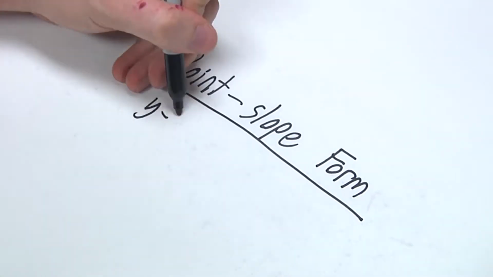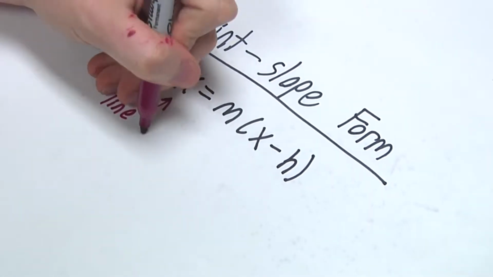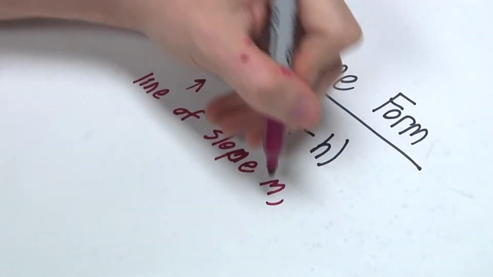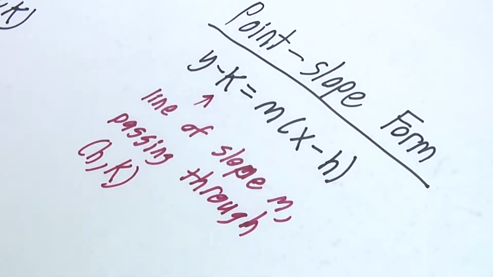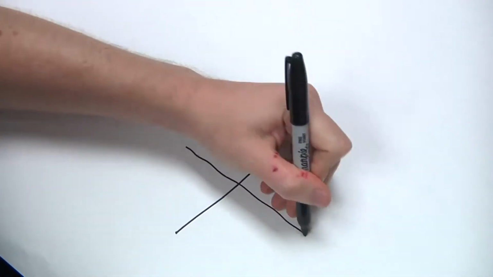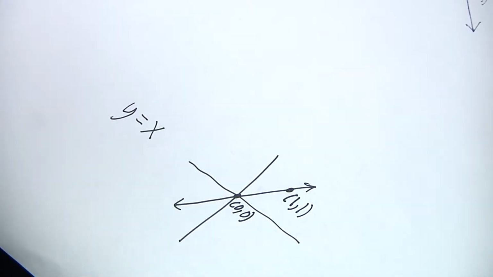Now prepare to be amazed. Let's derive point-slope form of a line using transformations. You may remember that this appears as y minus k equals m times (x minus h). We start with a line of y equals x. We're going to do all of the transformations in just 2 steps.